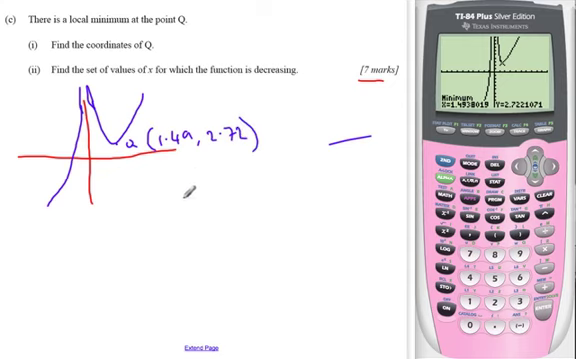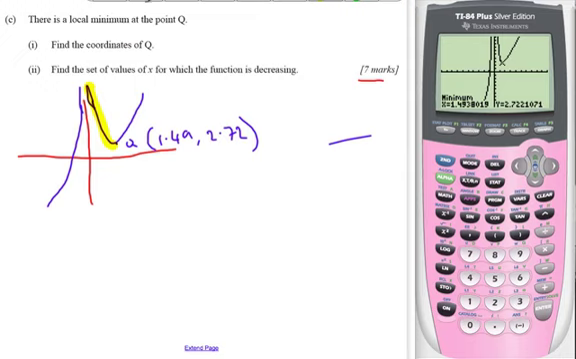Okay, next, part 2. Find the values of x for which the function is decreasing. So when's the function going down, essentially? Let's just highlight it on here. We're going down from here, down to the minimum. This bit, the function's increasing, and this bit here, the function's also increasing. So we just need this section.